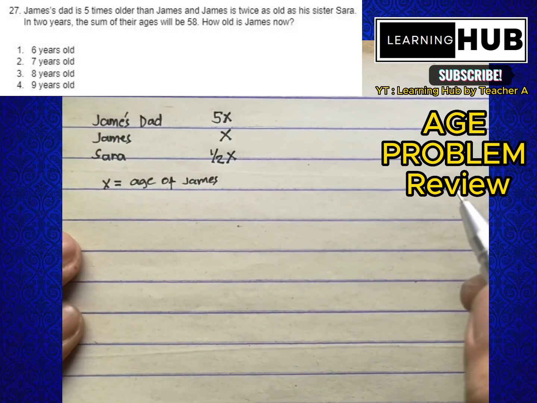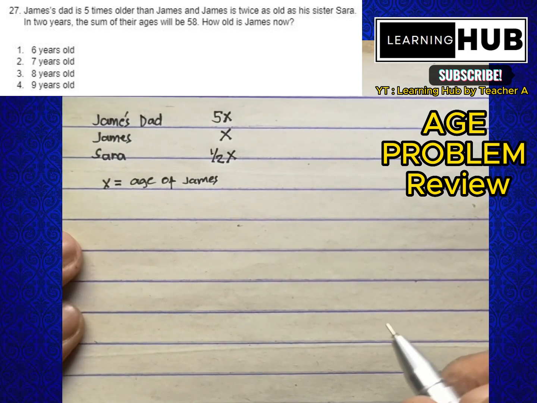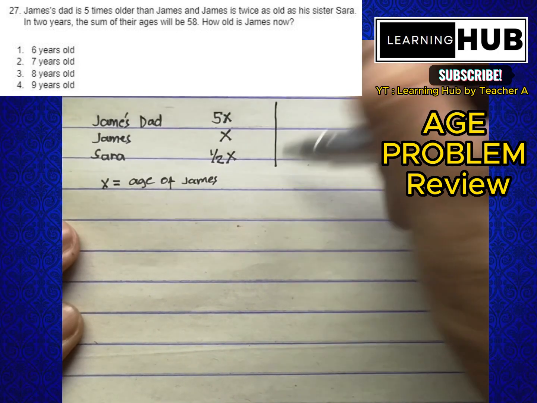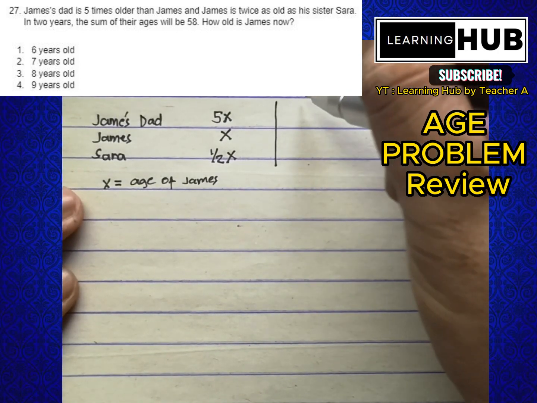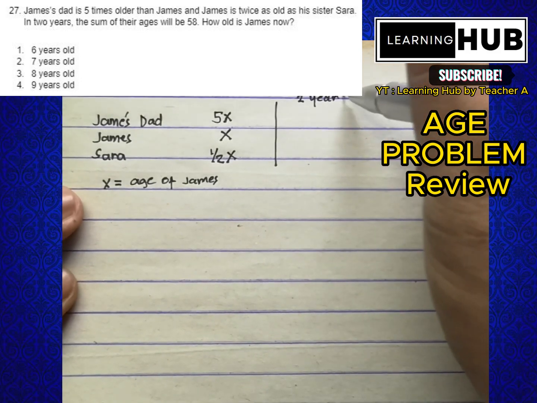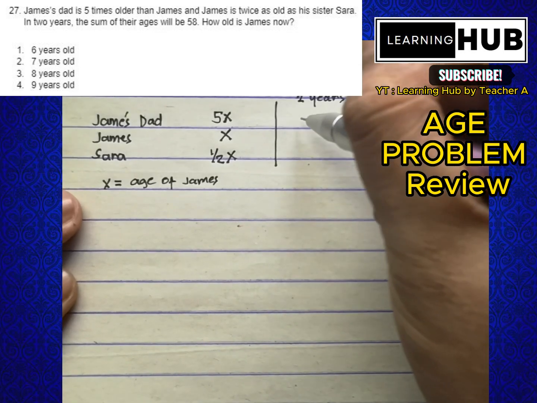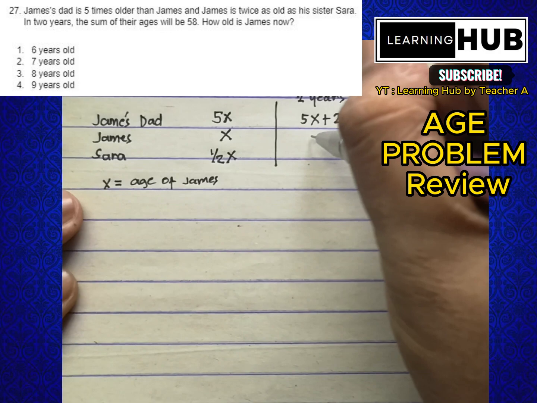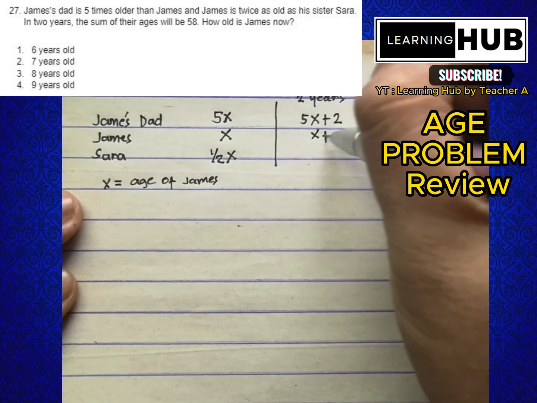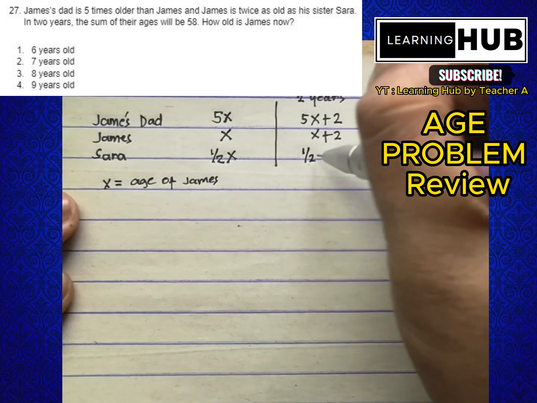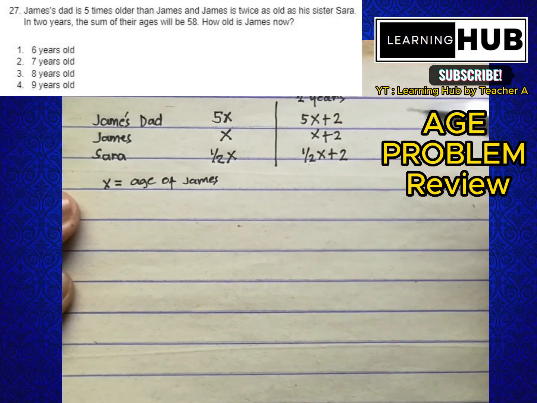In 2 years, the sum of their ages will be 58. So we're going to add 2 years to their ages. So that is 5x plus 2. James' age will be x plus 2, and Sarah's age will be 1/2 x plus 2.